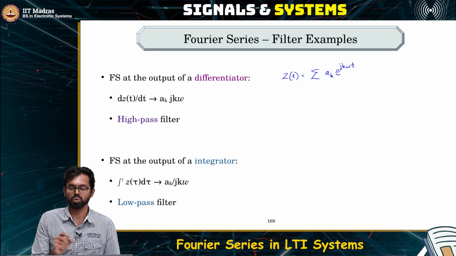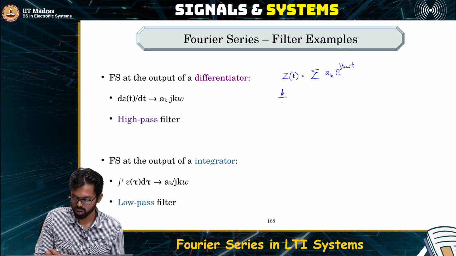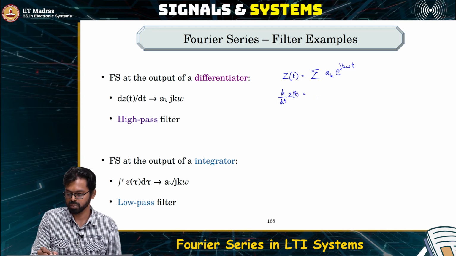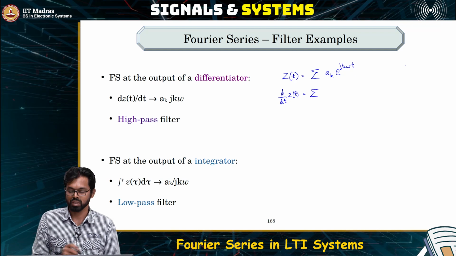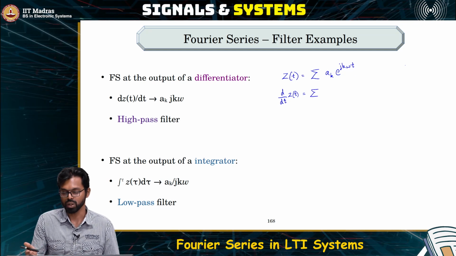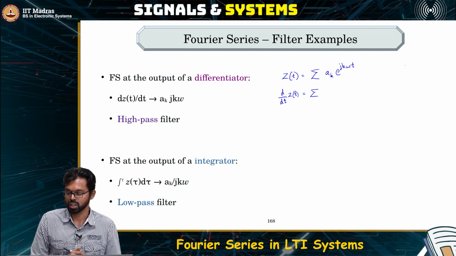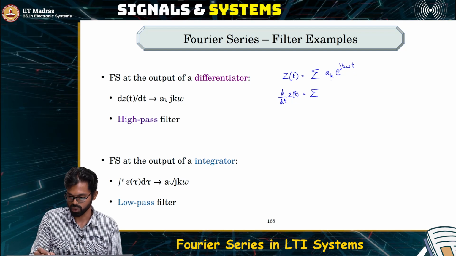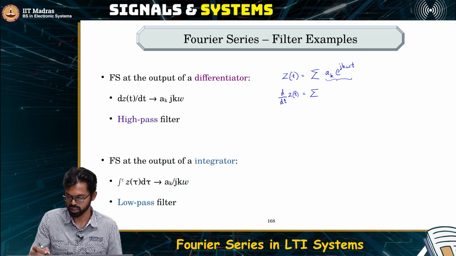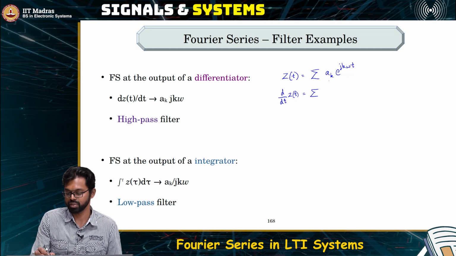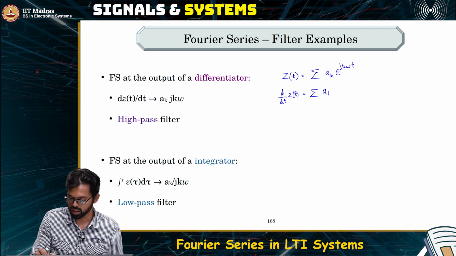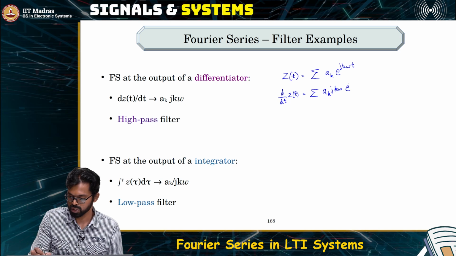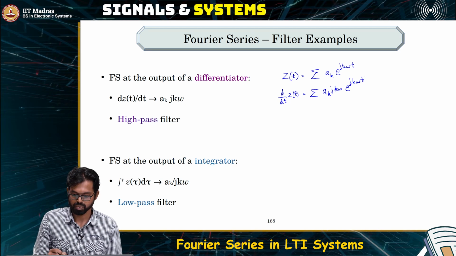If we pass this through a differentiator, what happens at the output of this differentiator? It is very easy to see because we already know these coefficients are the eigenvalues, and these complex sinusoids are eigenfunctions of the differentiator and integrator operations. So, if we differentiate this, then what do we get? You get A_k times jk omega times e power jk omega t.